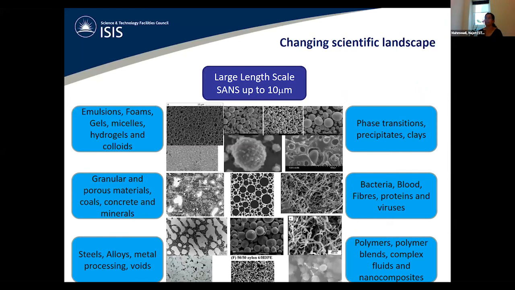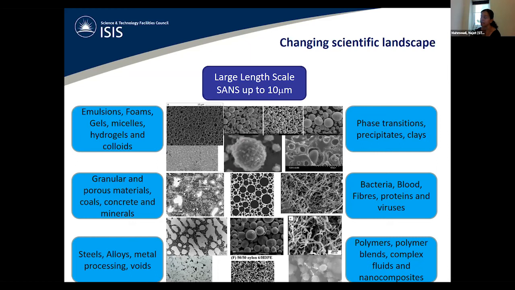However, the scientific landscape is changing a lot. That's what we noticed during the last few years. We are moving towards larger length scales compared to the 1 to 100 nanometers that we were used to during the last 10 to 15 years. So we're seeing more and more industrial formulations that are quite concentrated, but also that have larger scales and different kinetics. And hence we need to evolve with this evolving demand for large length scale systems.